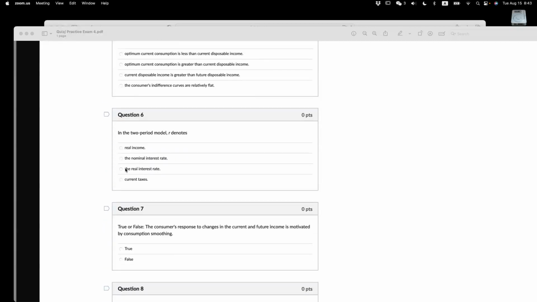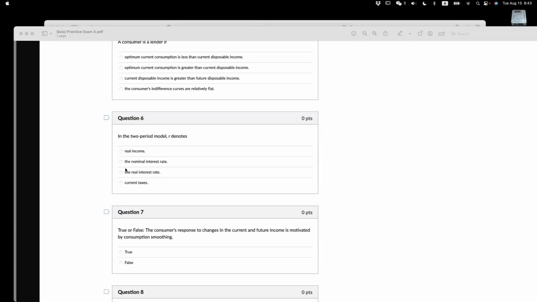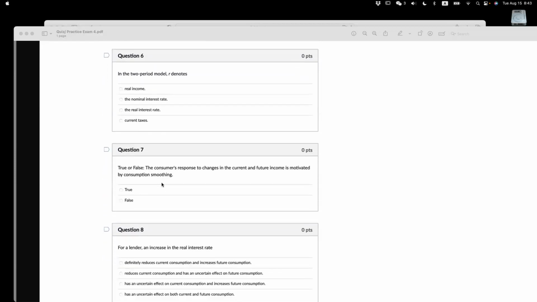Question 6: in the two-period model, R denotes, the correct answer is C, the real interest rate. For the moment, there's no nominal interest rate yet, so this is the real interest rate. Question 7, true or false: the consumer's response to change in current and future income is motivated by consumption smoothing. That's exactly correct. Consumption smoothing lies at the heart of consumers' consumption-saving choice.